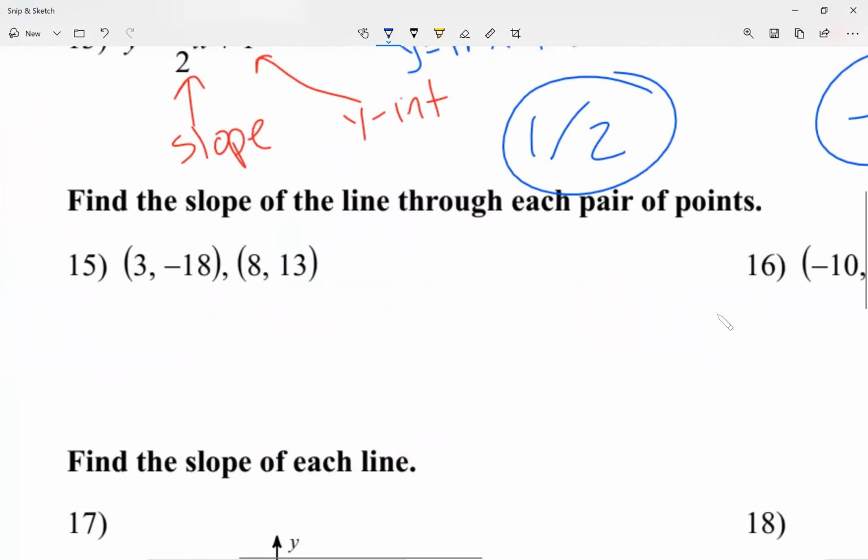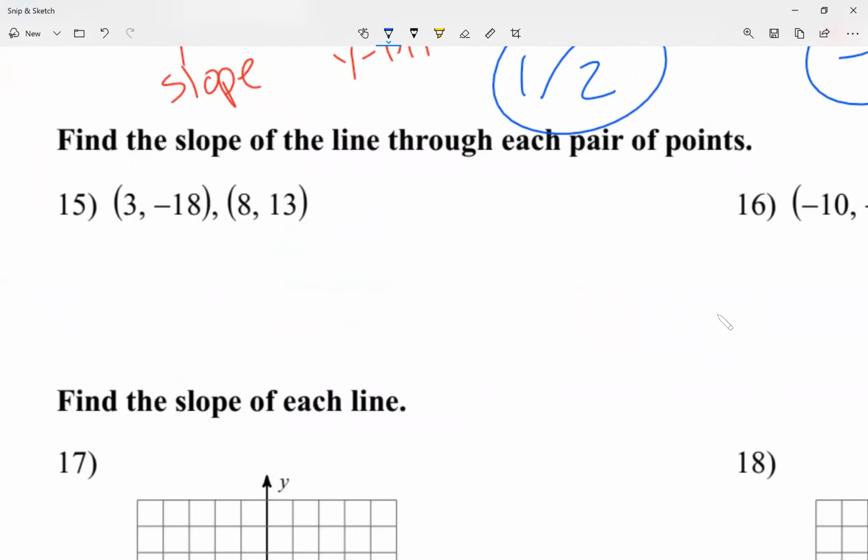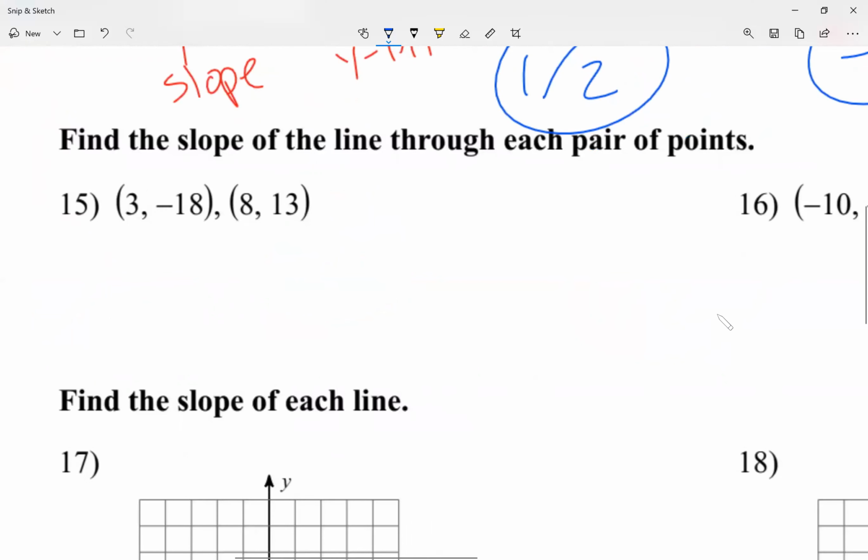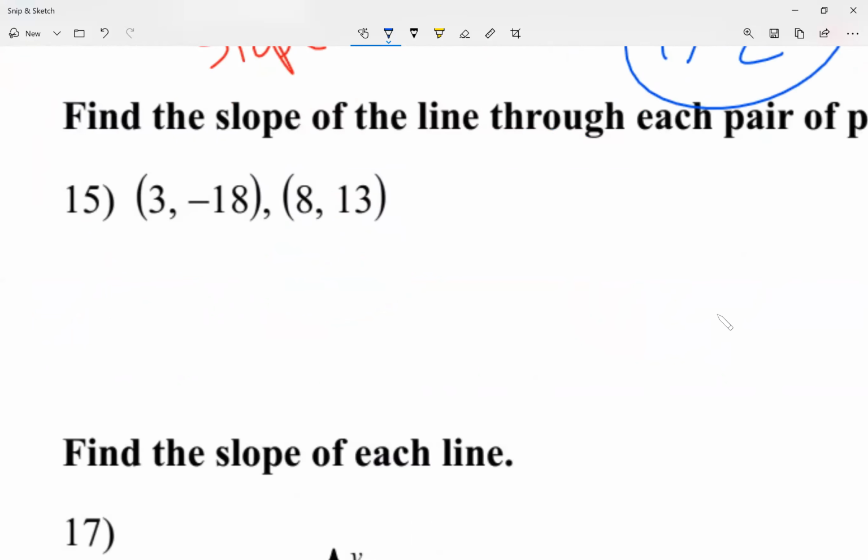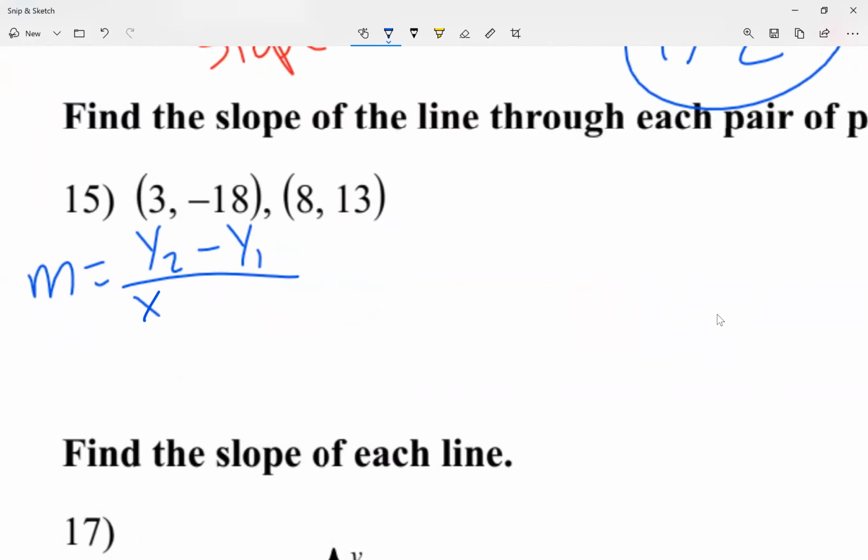Now, question number 15. Find the slope of the line through each pair of points. So we're given 2 points. I'm pretty sure your algebra 1 teacher mentioned a formula. They said m for the slope is going to be y2 minus y1 over x2 minus x1. Sometimes as students, we don't know where the 1 and the 2 come from. What the formula says is the second y minus the first y over the second x minus the first x. That's really what it means.